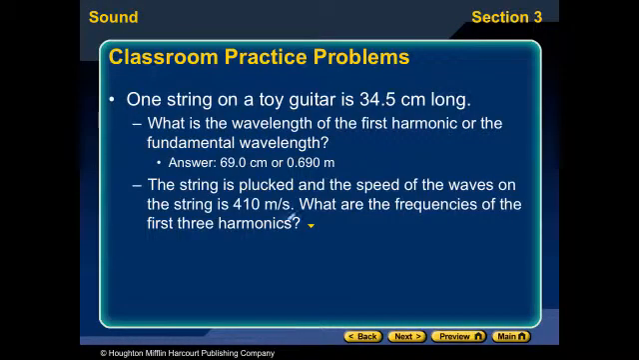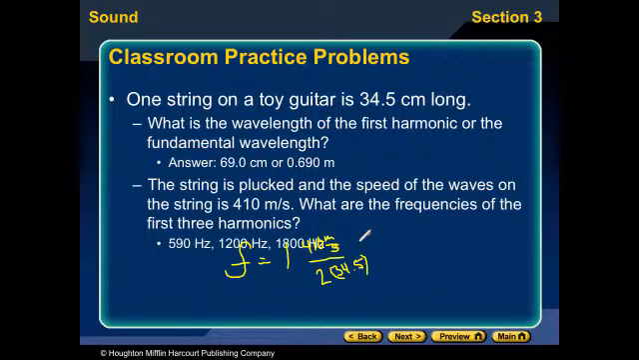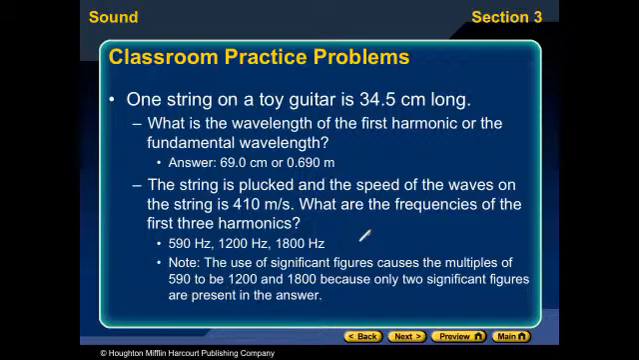The string is plucked and the speed of the waves on the string is 410 meters per second. What are the frequencies of the first harmonic? I'll do the first one. The first harmonic would be N equals 1, and then we had speed, so 410 meters per second over 2L, 34.5. When you solve for F, you should get 590 hertz. Then you do the same for N equals 2 and N equals 3. This is the use of significant figures, yes.